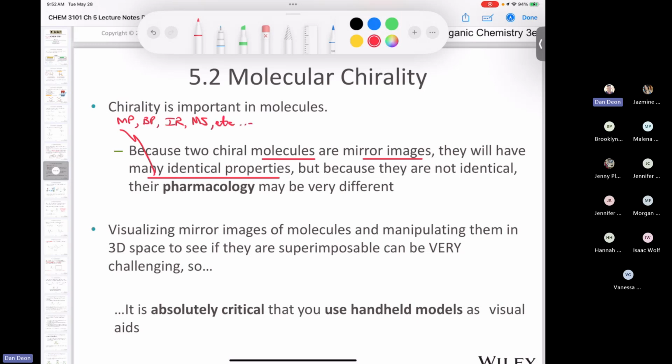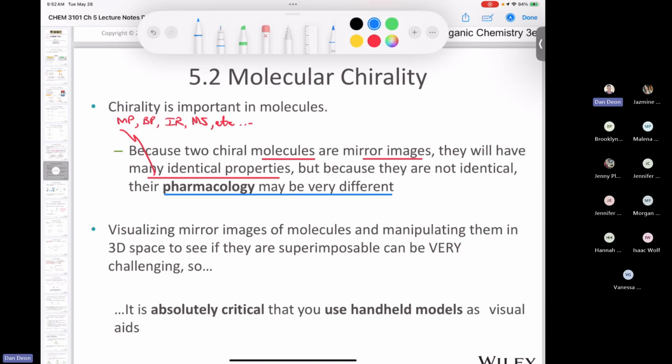However, here's where it gets crazy: their pharmacology can be very different. That means that one compound might be some kind of medication, whereas its mirror image could cause you to get sick, or die. This is very, very important because the receptors on our cells are chiral, and so they can distinguish between two molecules that have the same connectivity, yes, but different arrangement of atoms in space.